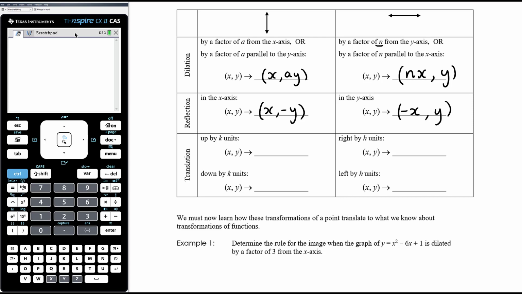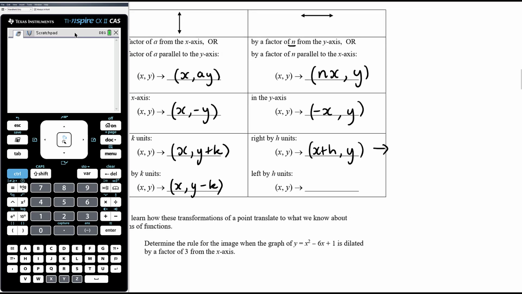If we're translating up by k units, we're adding k onto the y values. If we're translating down by k units, we're subtracting k from the y values. If we're translating right by h units, we are adding h onto the x coordinates. Again, when we look at how this applies to the function, f of x will become f of x minus h. These are not contradicting each other. These are the same thing.